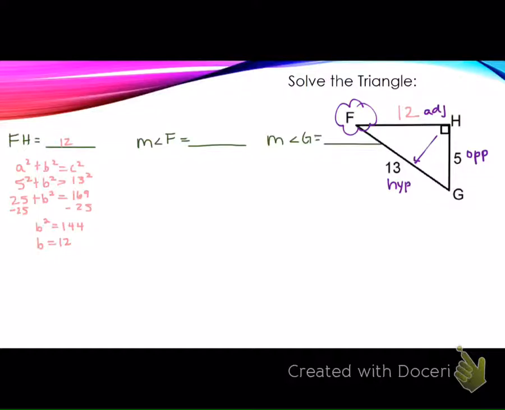Tangent? Okay. Thanks, Corey, for telling him tangent. Okay, if we're doing the tangent of this one, so tangent of F, what would your ratio be, Ben? Perfect. So we do the tan inverse of 5 over 12 to get the angle back. 22.6.